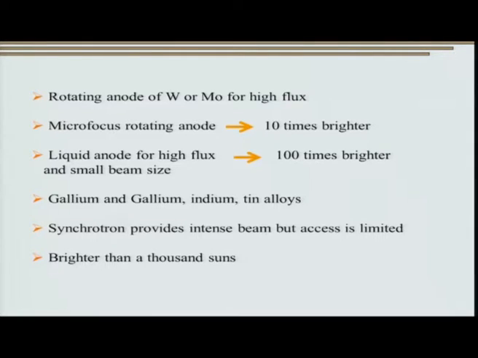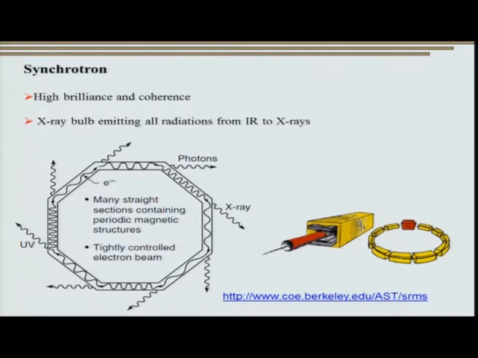A lot of literature is available recently, and I request you to go through the existing literature on the liquid anode technique. Another important source of X-rays that I had mentioned, which can provide a very good intense beam, is the synchrotron. A line, which I have borrowed from the Canadian Light Source, says that it is brighter than 1,000 suns. However, as we all know, access to synchrotron radiation is many a time limited.